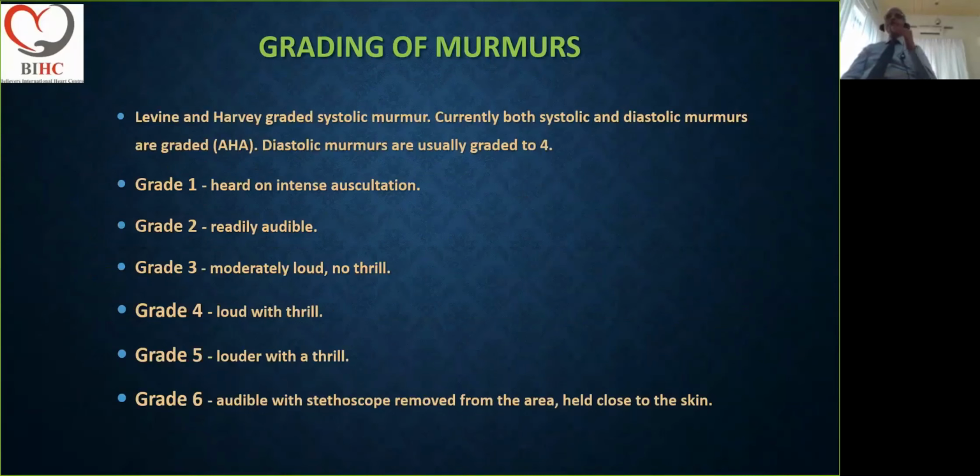Grade 1 is heard on intense auscultation. Grade 2 is more readily audible. Grade 3 is still louder but no thrill. Grade 4 has a thrill. Grade 5 is louder and with a thrill. Grade 6, even with the stethoscope partially removed, you can hear it.